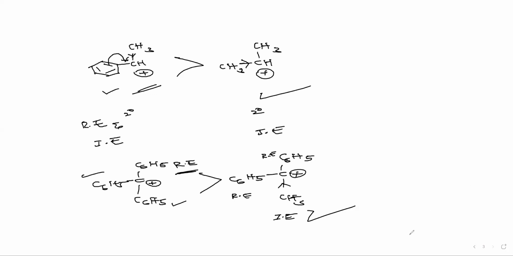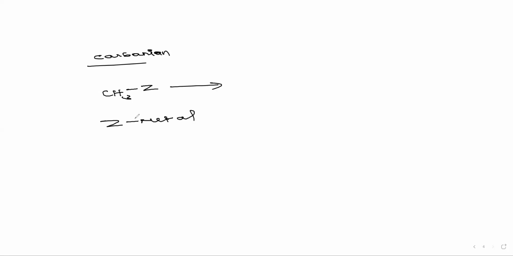When it comes to carbanion, we will take this example. In this carbanion, CH3 is connected to Z, where Z is a metal. So between carbon and metal, which one is more electronegative? Carbon is more electronegative. Both the electrons shifted to carbon and Z becomes positive. So this is carbanion.